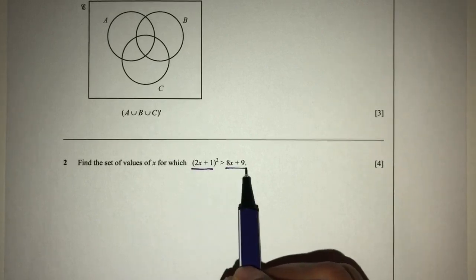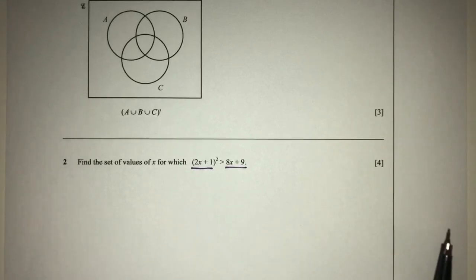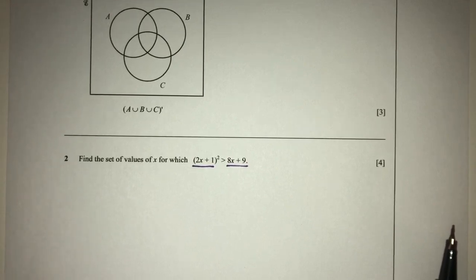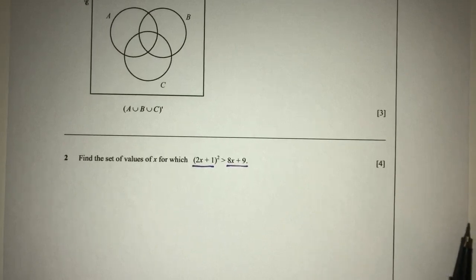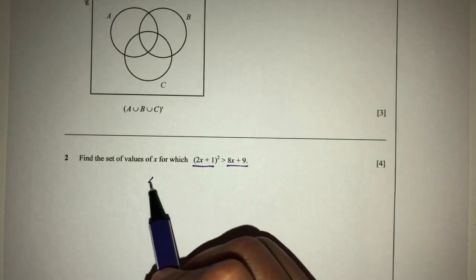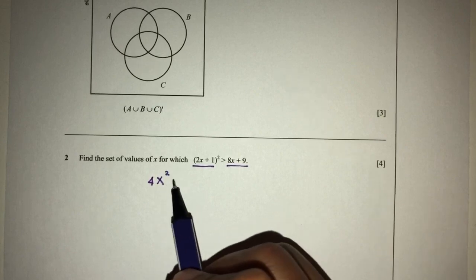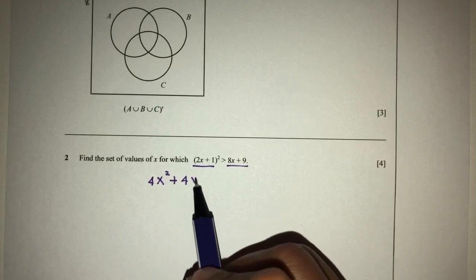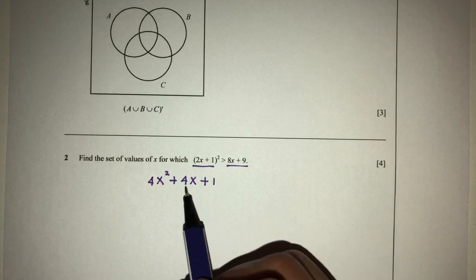Okay, so step by step, as you can see, we have the square term on one side and a linear term on the other side. So let's just first expand the one on the left hand side. Let's see what happens. So here you will have 4x squared plus 4x plus 1. So when you expand this, you're supposed to get this.